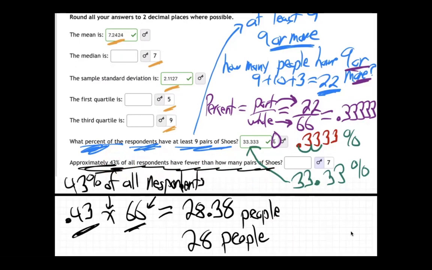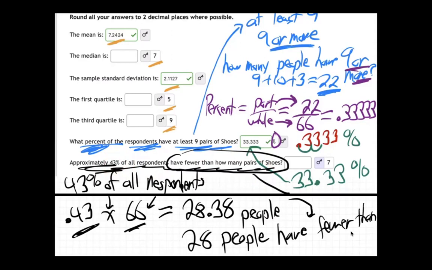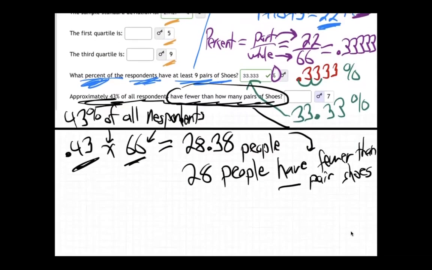So we're talking about 28 people who have, now for the rest of the phrase right here, fewer than blank pairs of shoes. That's what we're trying to figure out, right? 28 people, you with me so far? I just took 43%, 0.43, times all the respondents, got 28.38. Round that to 28 people. 28 people have fewer than what? This is my blank here. Then blank pairs of shoes.